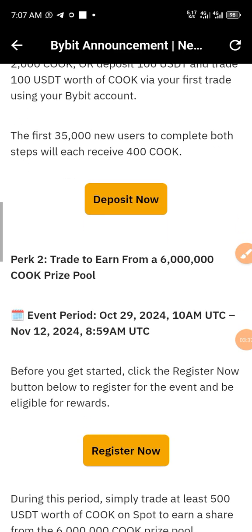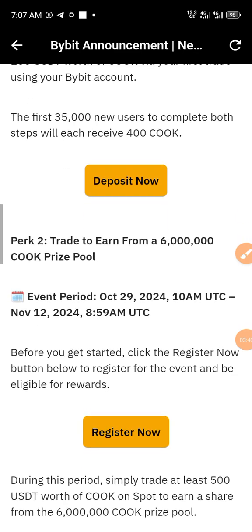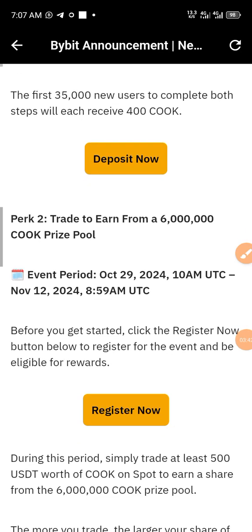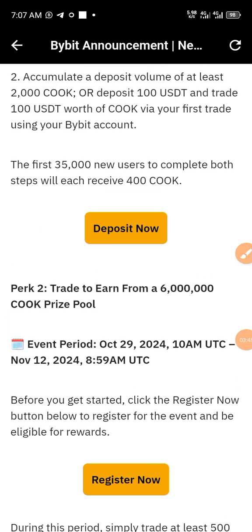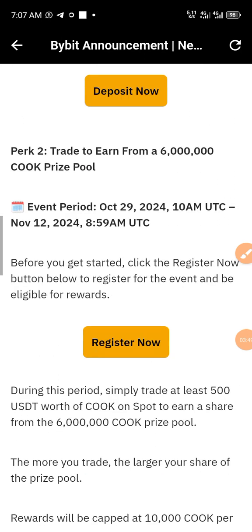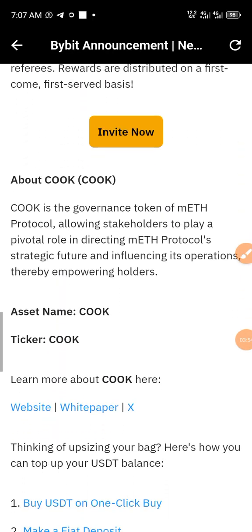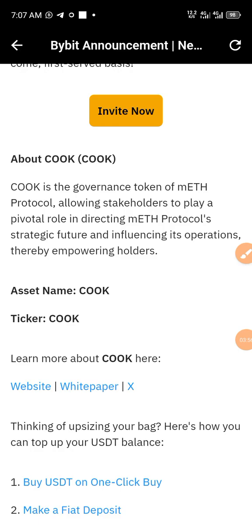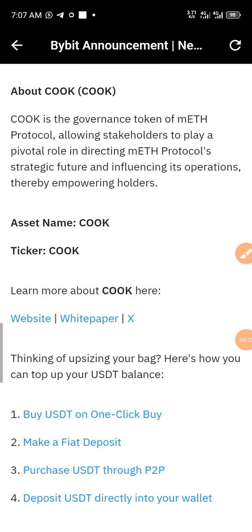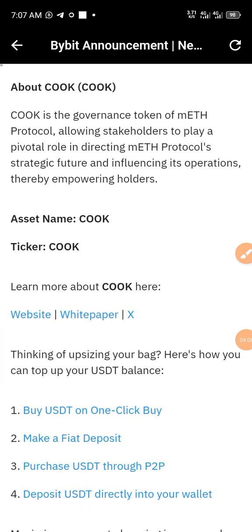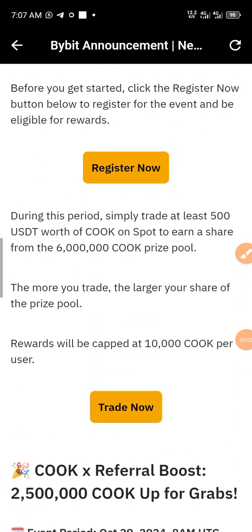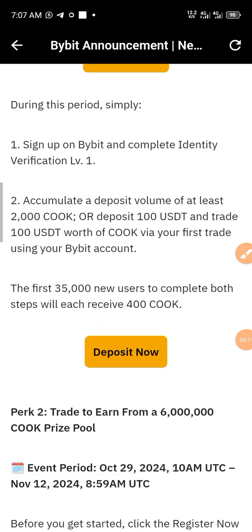Part 2 says event period 29th still to November 12th. So all you just need to do is to quickly dive into this now. Click on register to register, trade to trade, perform the activities all over here. One of the most fascinating things about this is that you can also invite somebody. The moment somebody is invited to do this, you will also be rewarded. So dive into this quickly before time goes by.